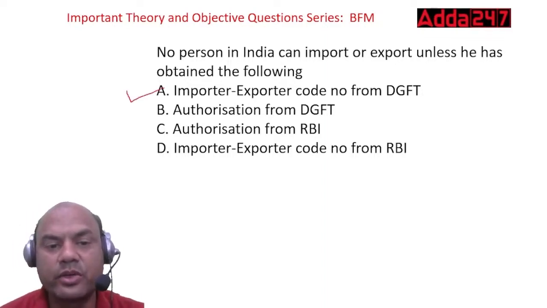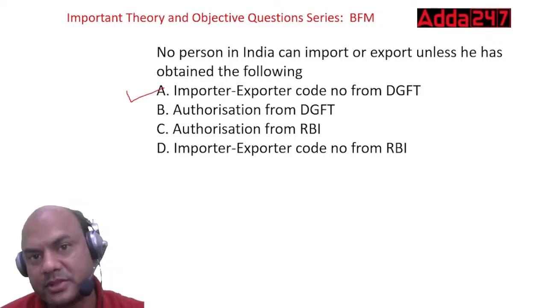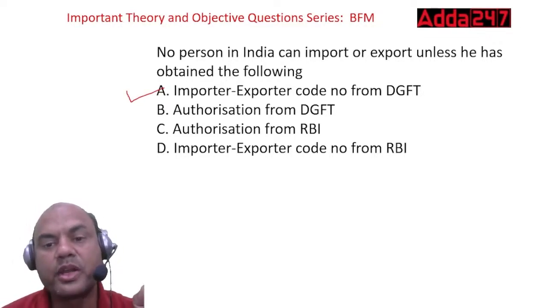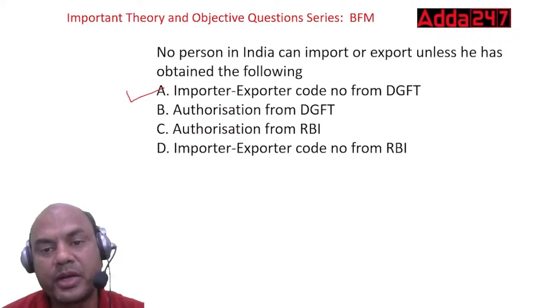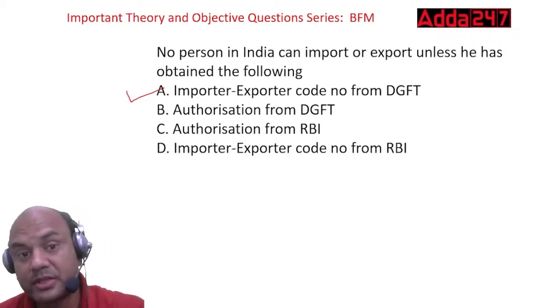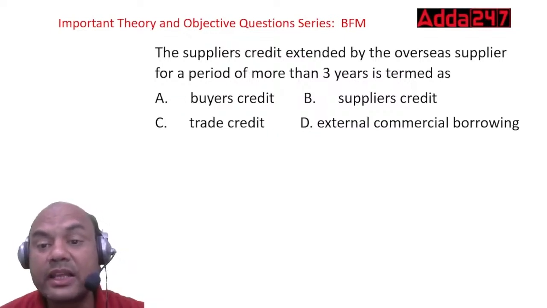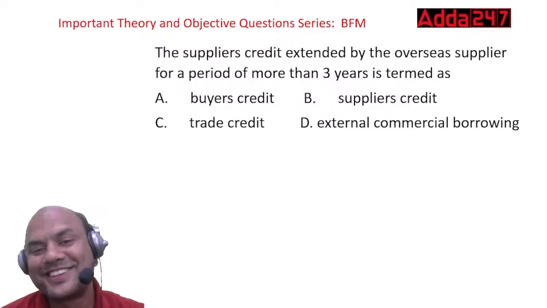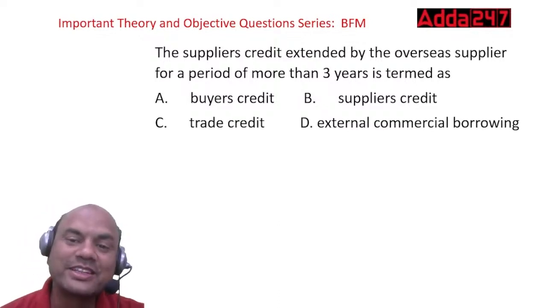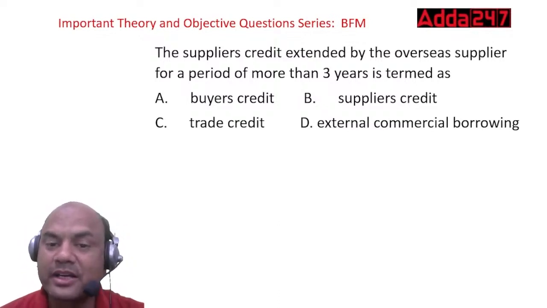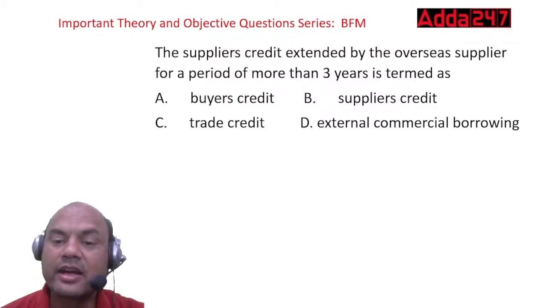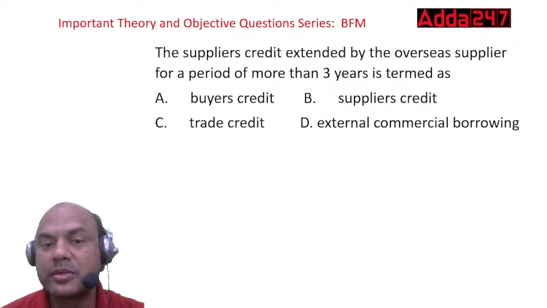This IEC code is required by each and every person who wants to import or export in India or from India. Okay, compulsory. The supplier's credit extended by the overseas supplier for a period of more than 3 years is termed as. Again confusion in this. Here options are the same again: buyer's credit, supplier's credit, trade credit and ECB, external commercial borrowings. What is it called as?